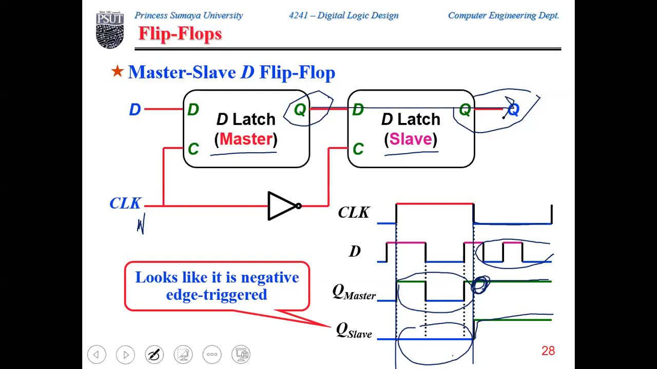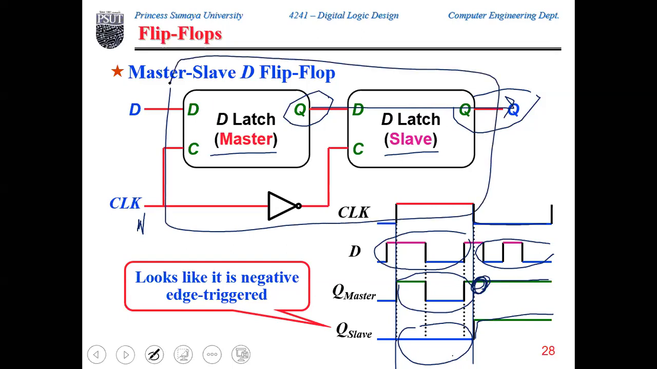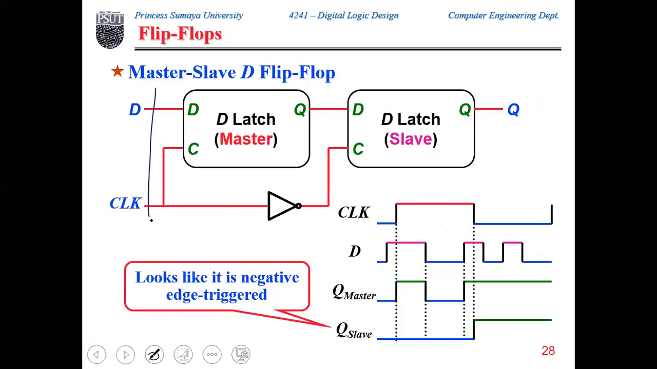So if we look here, the changes that we are having external, outside this block, assume this is inside a block, so we only have control over D, clock, and this Q. So assume this is in a block.